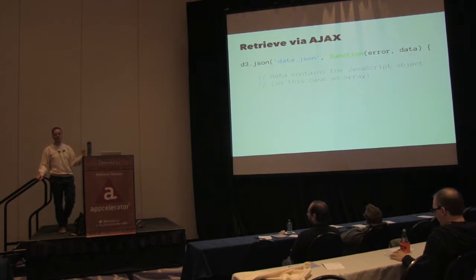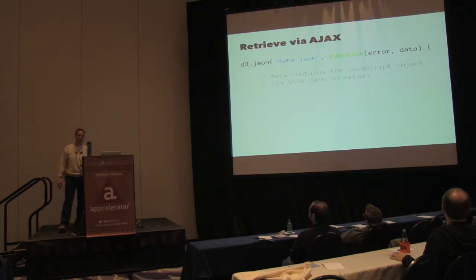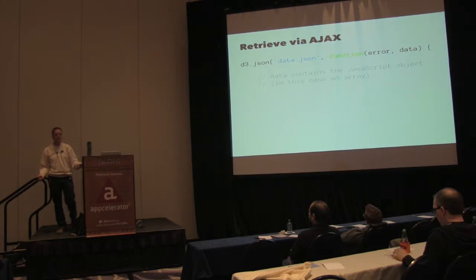So right from the start, we know we don't need traditional jQuery-type stuff. We can go with D3, and it'll fetch the data using AJAX. It has support for not just JSON, but as you would expect for a visualization library, things like comma-separated values and tab-separated values and such as well.